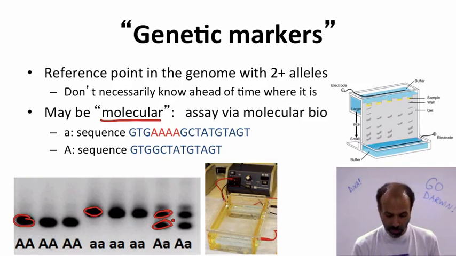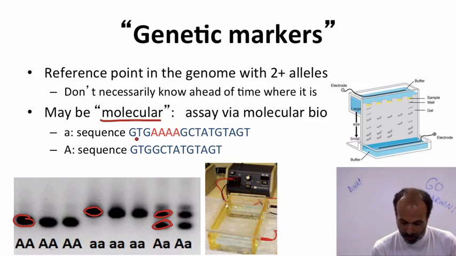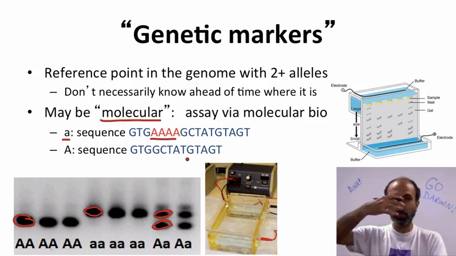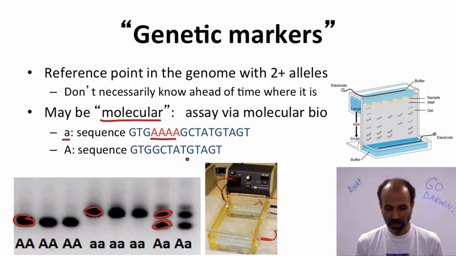In this particular case, what's happening is they run differently on the gel, that the smaller fragments migrate faster than the larger fragments. And there's a difference in size, where the little a has this extra set of bases in it that's not present in the big A. And that makes the little a run slower down the gel and tend to be higher up. That's just one example. Don't worry about the details of this, but this just shows you what we mean, or how people will assay a genetic marker.